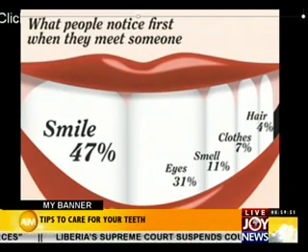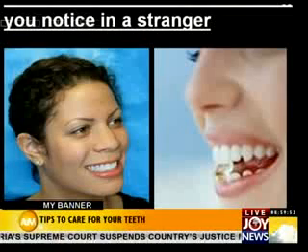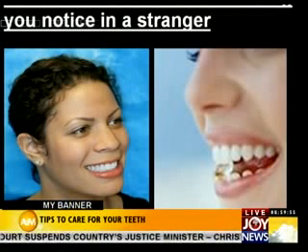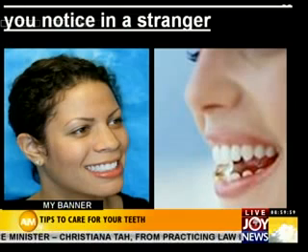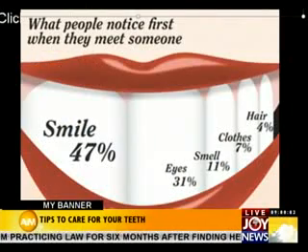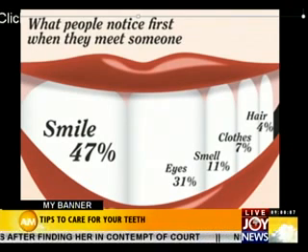Now, this is saying that when somebody meets you, the first thing the person sees is your smile, 47%, whereas the other things follow. Your smile is 47%, your eyes are 31%, your smell is 11%, clothes 7%, and hair is 4%. So your smile carries a lot of weight for first impressions.